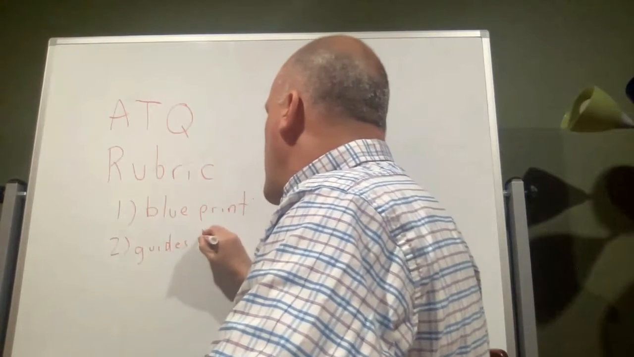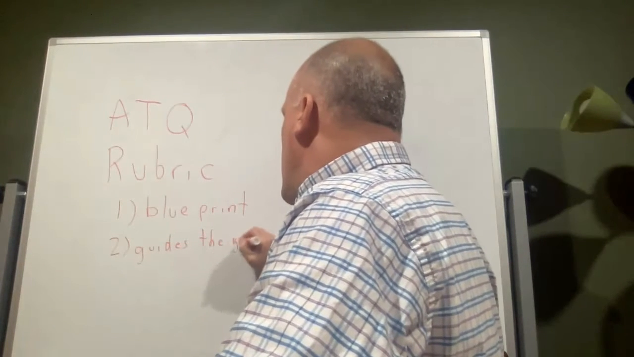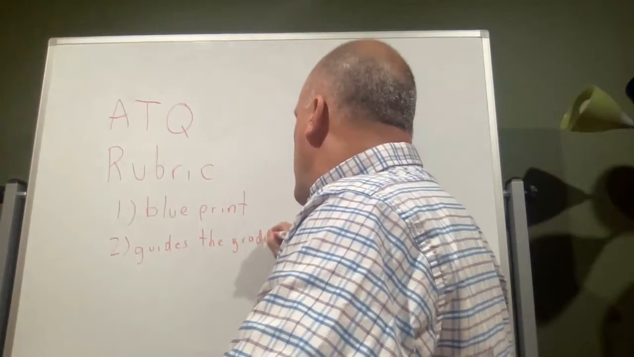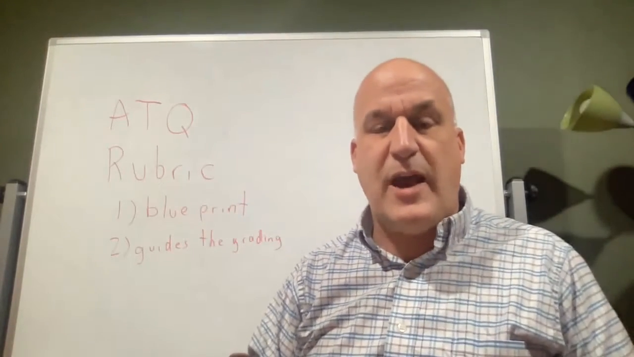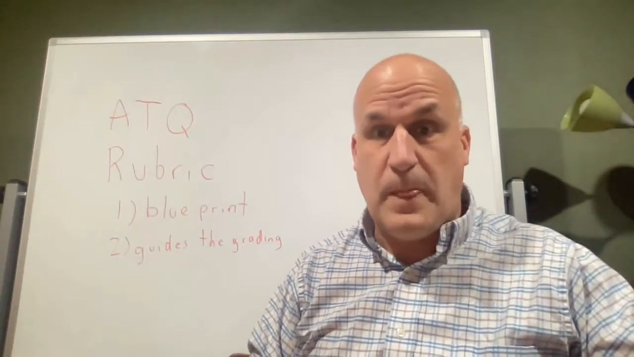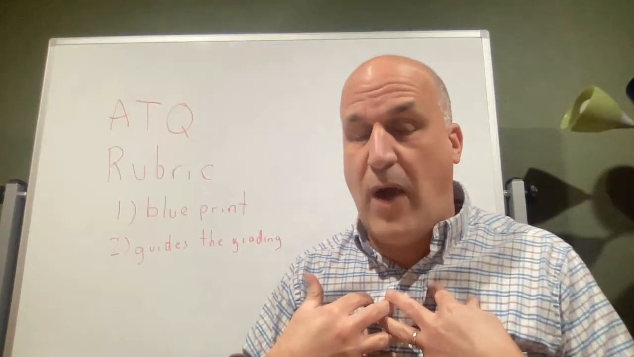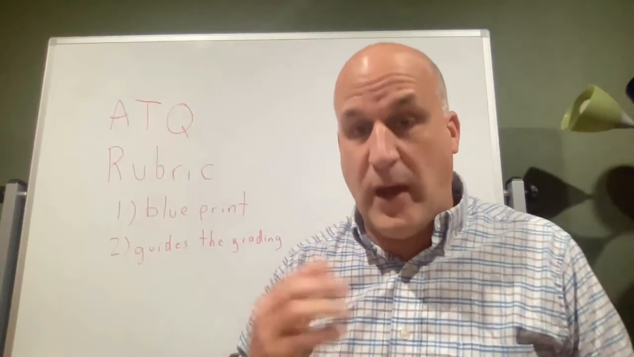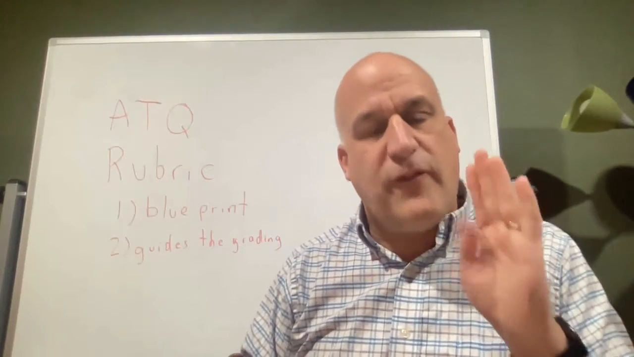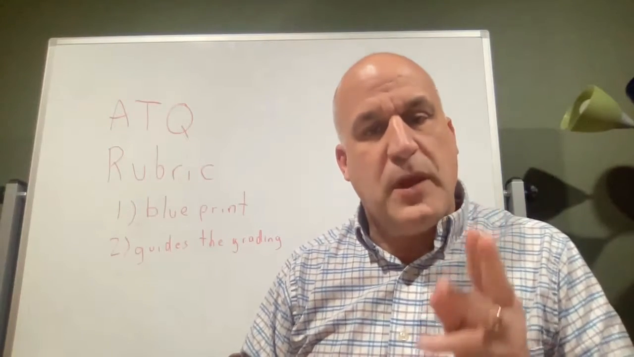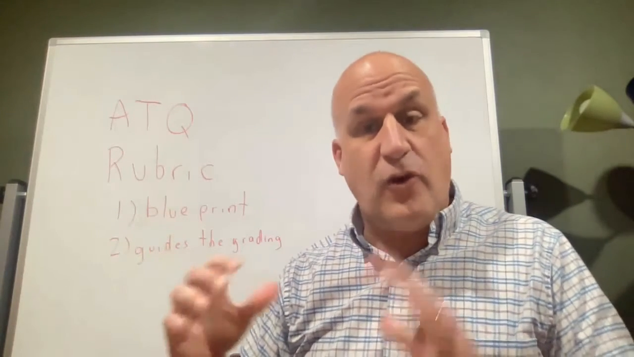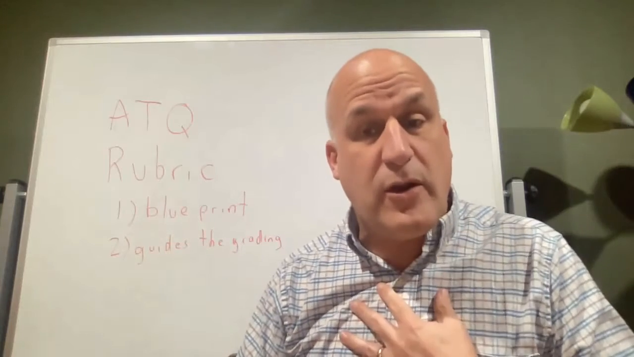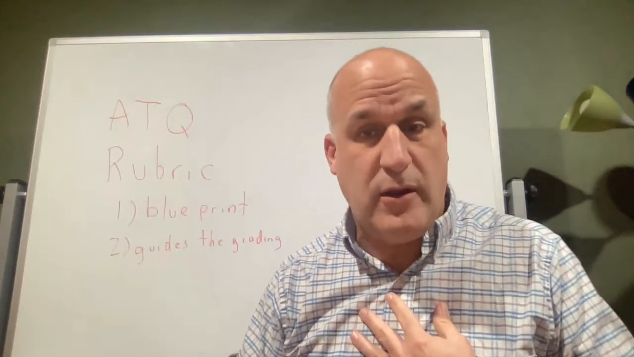The second thing it does, and this is important, is it guides the grading. So as someone who is grading an assignment, I want to try to be as objective as possible. I don't want my own biases to enter in what it is I'm grading. So if a rubric is written really well, it does a good job of guiding this grading. And so I have to follow as the grader, I have to follow the rubric.